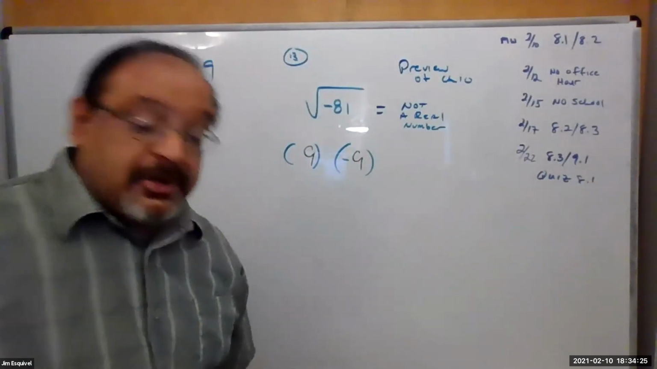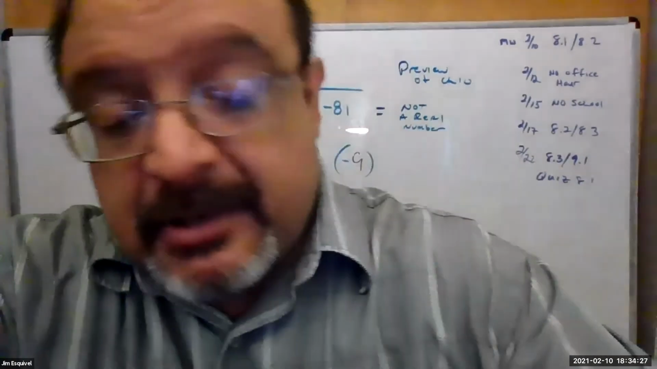So what you need to do is finish and do 8.1. And basically, I would like you to be able to get all the way up to, on 8.2, you should be able to do 1 through 13.